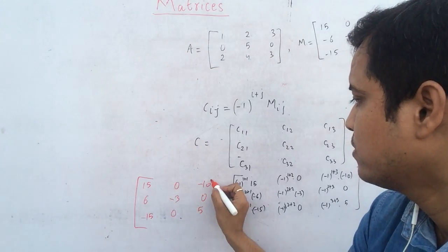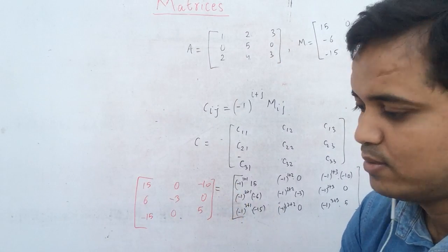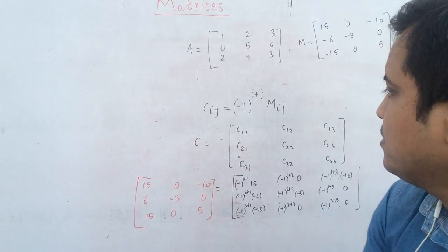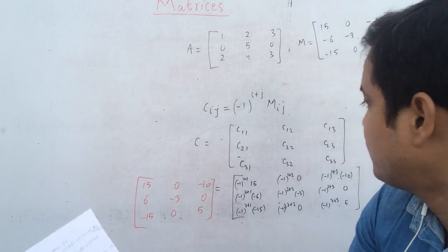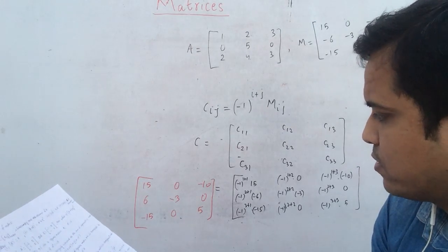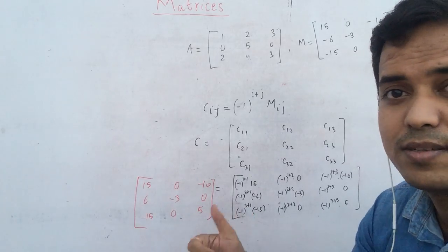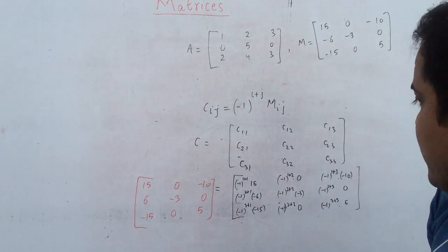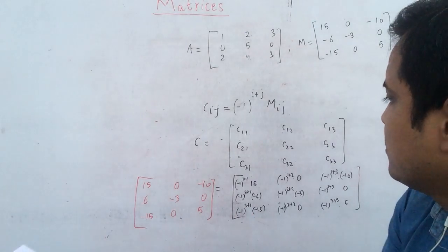So this is actually the cofactor. So cofactor, I hope you have understood the answer. I am going to check it. 15, 0, minus 10, 6, minus 3, 0, minus 15, 0, 5. Yes, it is okay, good, all right.